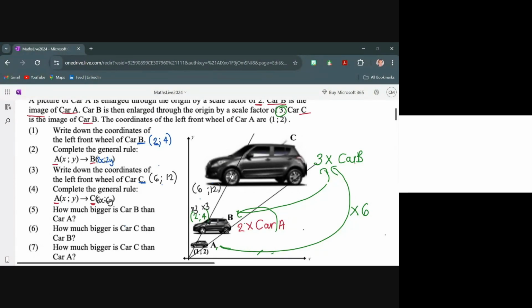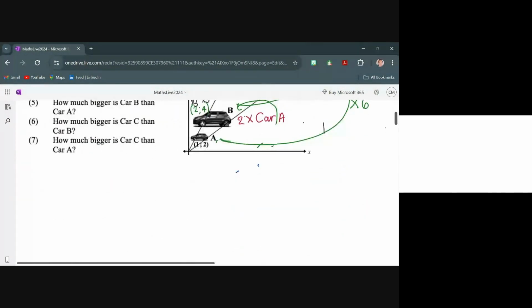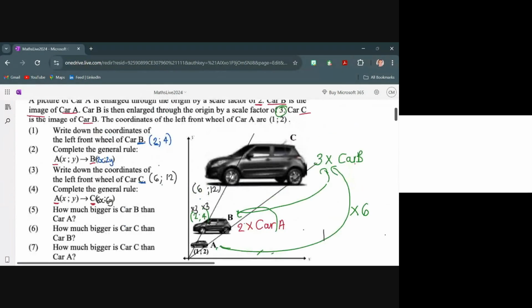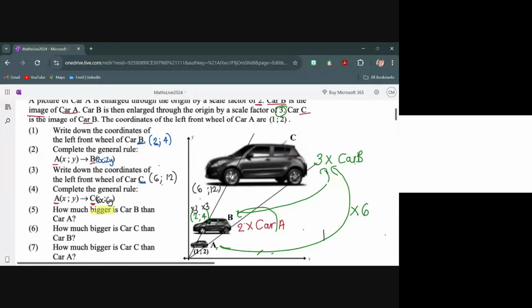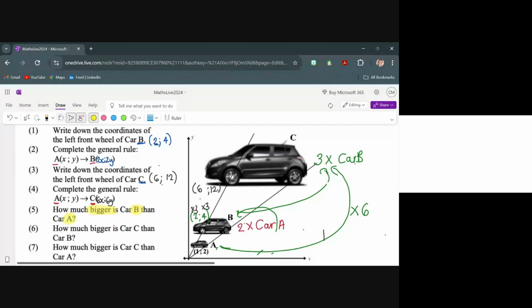All right, let's look at the last 3 questions. They're quite simple. We should be able to answer them. Nothing too difficult here. It says, how much bigger, I want us to focus on that word, how much bigger is car B than car A? Let's try and find the English to this math.